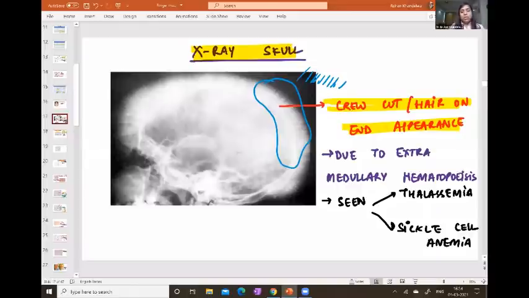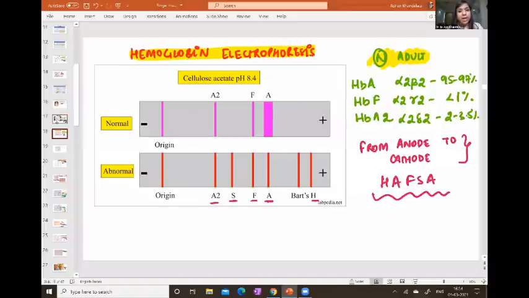Next. This is a very important image, students. I feel in future exams, even for FMG, this image can be asked, that is hemoglobin electrophoresis. A very basic thing. What is electrophoresis? Electrophoresis is where the various hemoglobins are separated on the basis of electric charge and solubility, right?